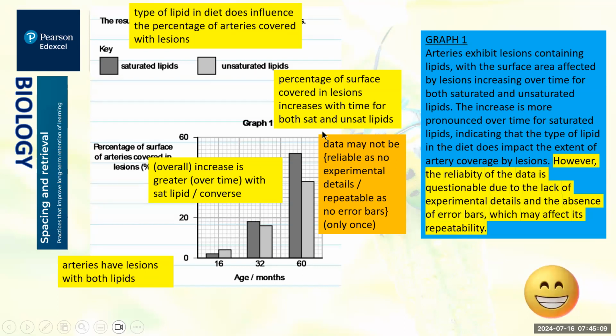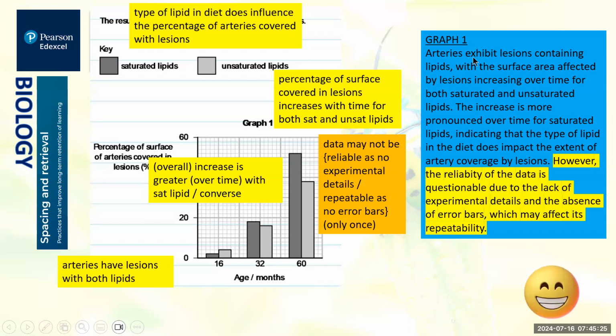Now, the other colored box here is called the statistical part. Data may not be reliable as no experimental details like mean or error bars. Repeatable as no error bars. Only once, so we cannot make a statistical conclusion.